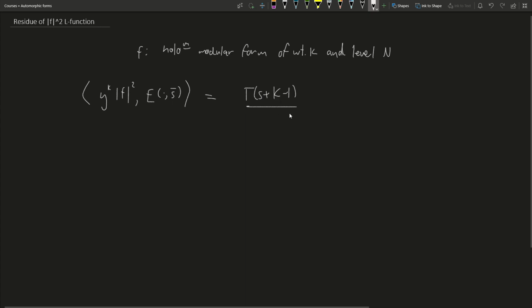gamma function of s plus k minus 1 over 4 pi to the s plus k minus 1 times this Dirichlet series, n from 1 to infinity. So here I'm going to assume it's a cusp form, in fact. And the Dirichlet series that we get is this, where these a_n are the Fourier coefficients in the q-expansion of f. So remember, e of whatever is e to the 2 pi i whatever.